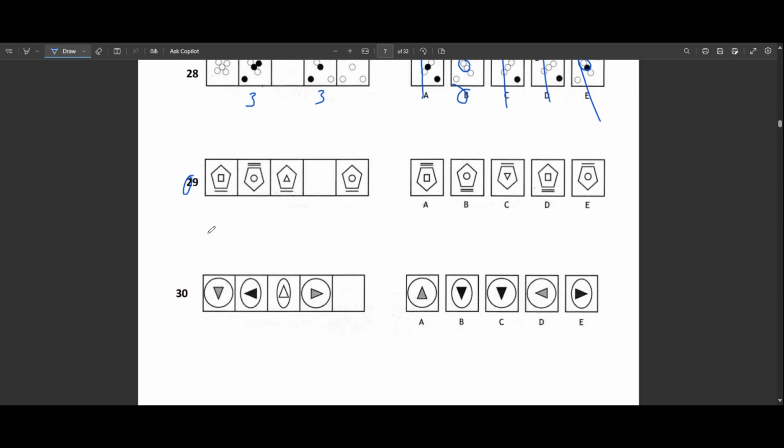Question 29. Pentagon is pointing up, then down, then up. Then it should be down next. The line is 1 line, then 2 lines, then 1 line, then it should be 2 lines. So it's going to be option A.